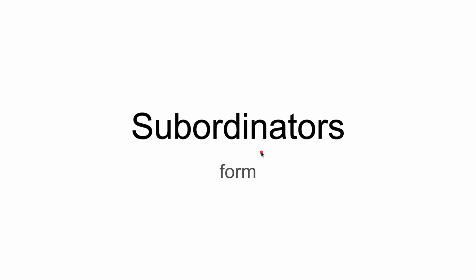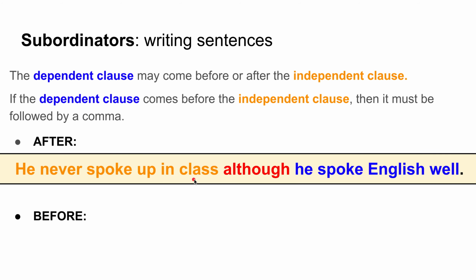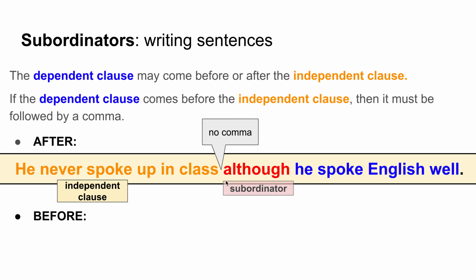Let's talk about the subordinators and the form, the grammar, the punctuation. So, first of all, the dependent clause may come before or after the independent clause. If the independent clause comes first, there is no comma. He never spoke up in class, no comma. Independent clause, no comma. Subordinator, dependent clause. Although he spoke English well.